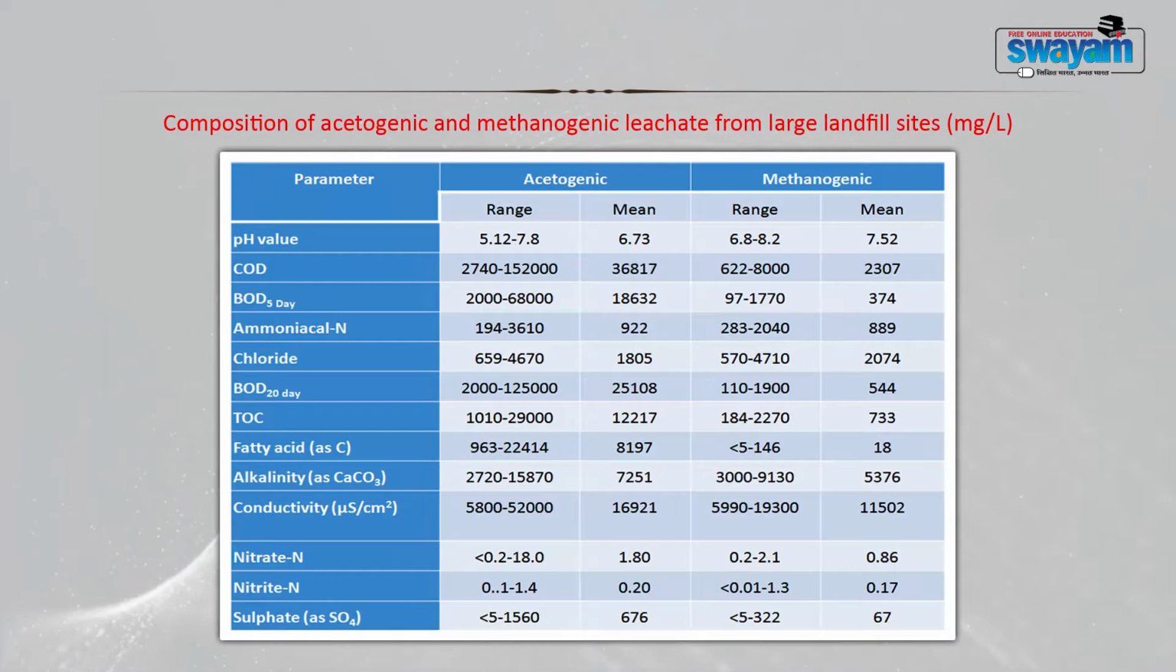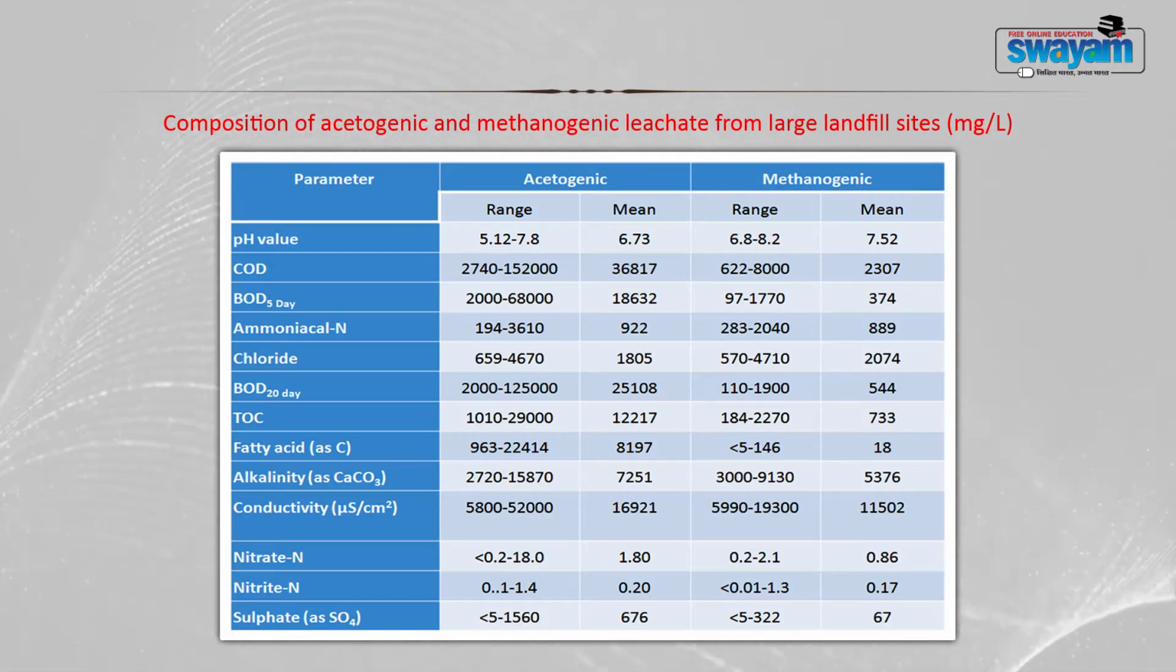Now, this table gives you the composition of leachate. As I told you earlier, the composition of leachate varies with the age of the landfill. In this table, I have compared the acetogenic and methanogenic leachate. You can see a lot of physicochemical characteristics that are listed on the left side. Now, the pH of an acetogenic leachate will be in the range of 5.1 to 7.8. Likewise, the methanogenic leachate will be 6.8 to 8.2.